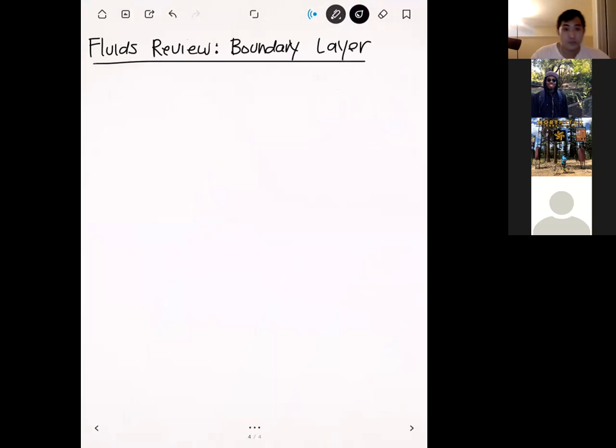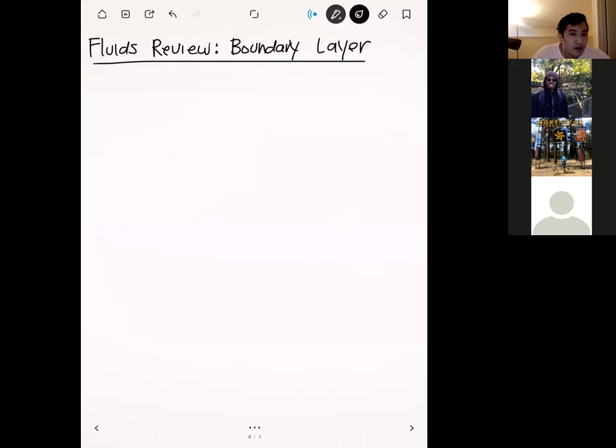I know every fluids faculty teaches differently, but at least for the sections that I teach, the boundary layer is something that we don't get too much of a chance to talk about because it happens near the very end of the course. Some of this might be review, but some of it might also be new information. If it's all new, that's okay too. We're going to build up everything from scratch.